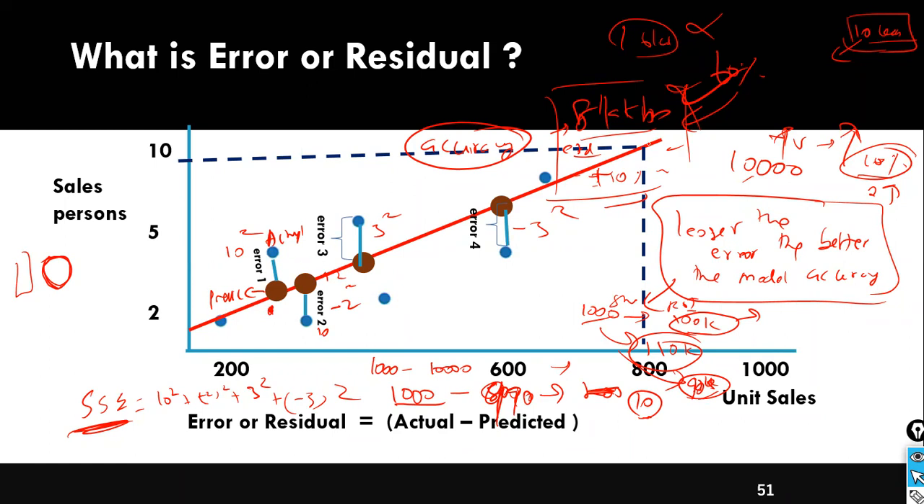Like this single line, I can draw any number of lines, right? I call this A, and I can draw another line, I call this B. I can draw another line C. What is the sum of squared error for line A? For line B? What is the sum of squared error for C? Can I find out or not? Simple. If you draw a line, you can find out, right? Are you able to understand or not?